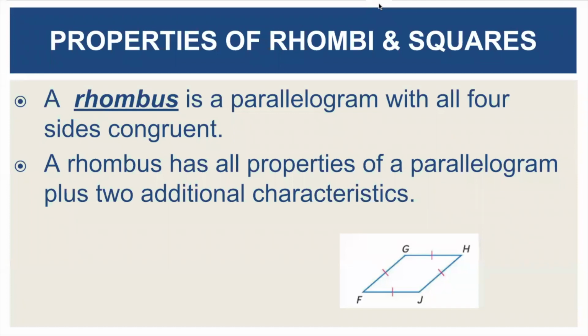So, properties of rhombi and squares. A rhombus is a parallelogram with all four sides congruent. And so, a rhombus has all the properties of a parallelogram plus two additional characteristics. We already know that a parallelogram has opposite sides that are congruent, opposite sides that are parallel, and diagonals that bisect each other. And now we're adding two more characteristics in order to have a rhombus.